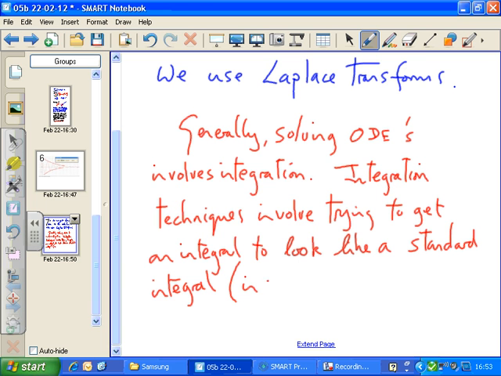In a table. At the end of the day, when you're doing integration, you look up the integral in the table, don't you? The table is standard integrals. If the integral you're trying to do doesn't look like a standard integral, then all the techniques that we've looked at to do with integration are all about trying to get it to look like a standard integral. If you cast your mind back, at the end step of all of those different techniques, we look up the integral in the table to get the solution. The use of Laplace transforms is just an extension of this.